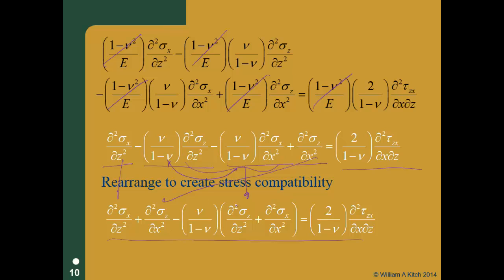We applied strain compatibility. Then the fact that it was elastic gave us this stress compatibility equation. So the only assumption we made right now is that this is a linear elastic material. And notice that the modulus goes away. The only constant in there is nu, because that's what relates the strains together, right? Okay.